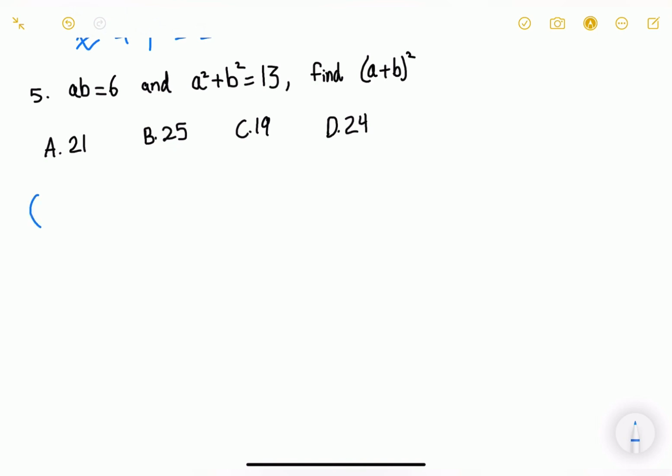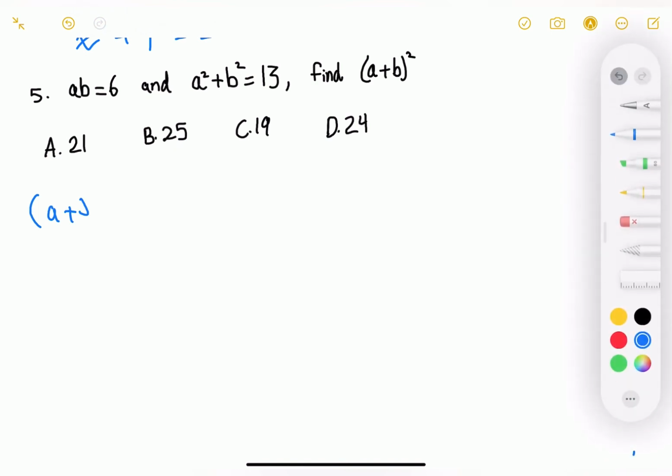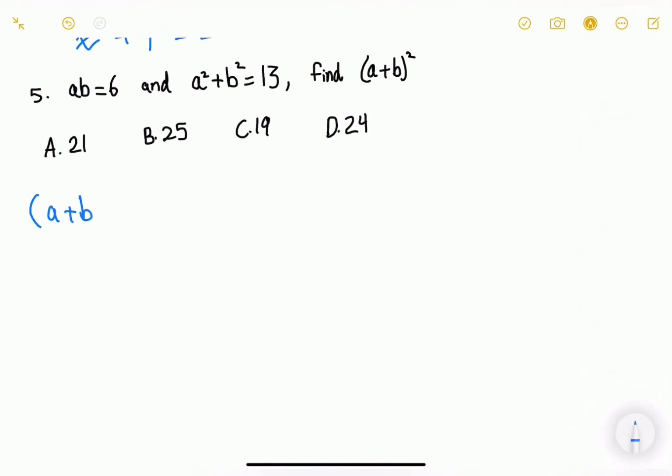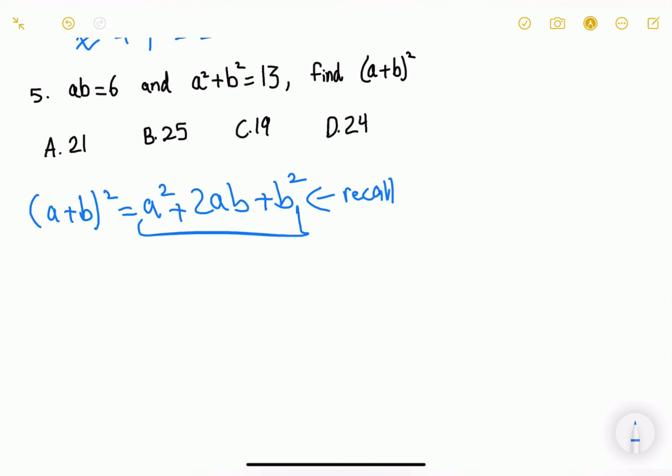Okay, apply this rule. It's a plus b. Again, apply this rule. So a plus b squared equals a squared plus 2ab plus b squared. So I want you guys to recall and apply this rule right here. Okay guys, so we're simply going to rearrange this formula to match our question so we can easily solve it. So it's going to be a squared plus b squared plus 2ab.